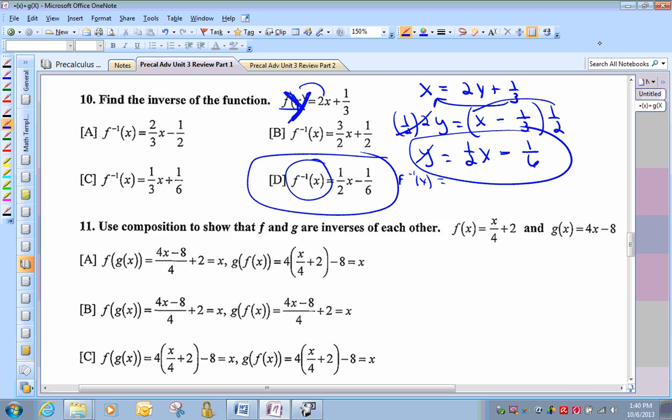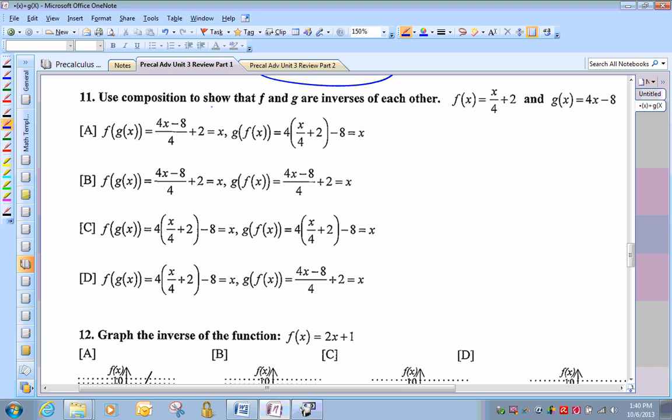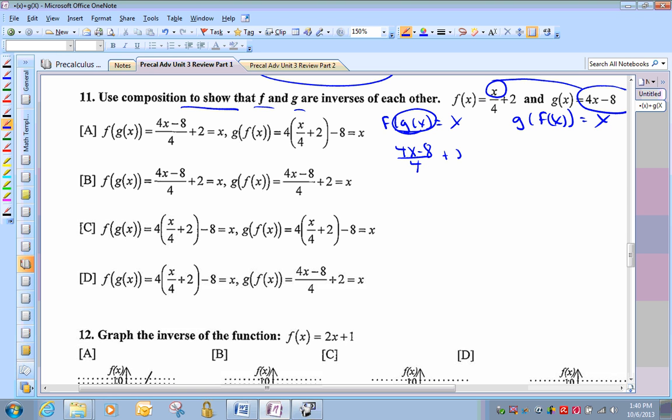Once again, we're going to show, prove, verify. Those are all words that mean the same, that f and g are inverses. That means we have to do f of g and g of f, and each time our answer has to come out to x. So when we do f of g of x, it should equal x, and when we do g of f of x, it should equal x. So let's do that. First let's do f of g. We're going to take the g function and plug it in for the x here. So we're going to have 4x minus 8 over 4 and then plus 2.